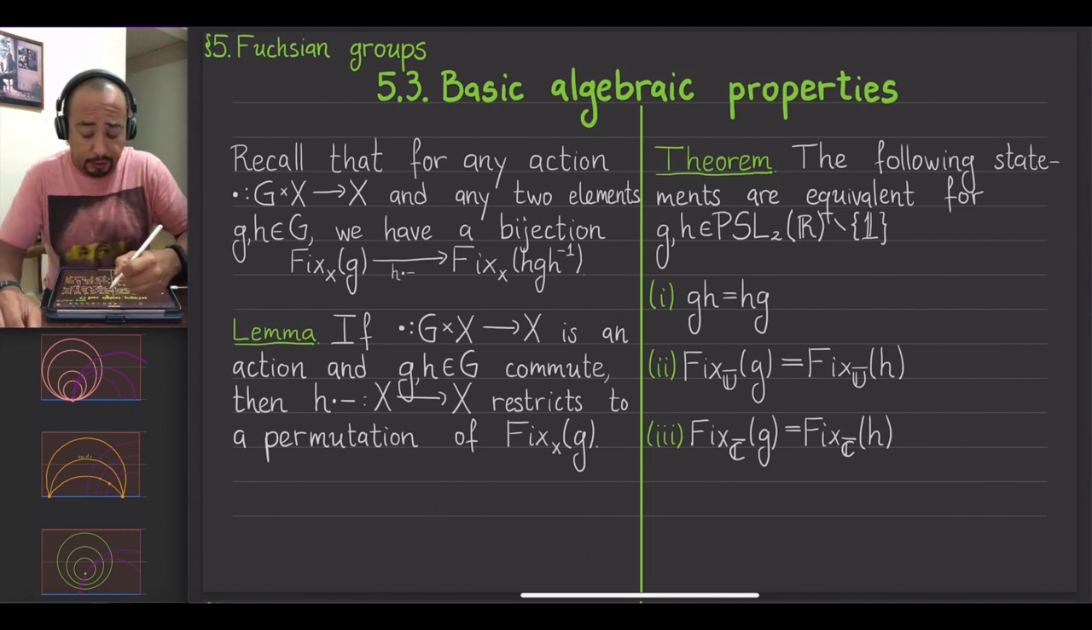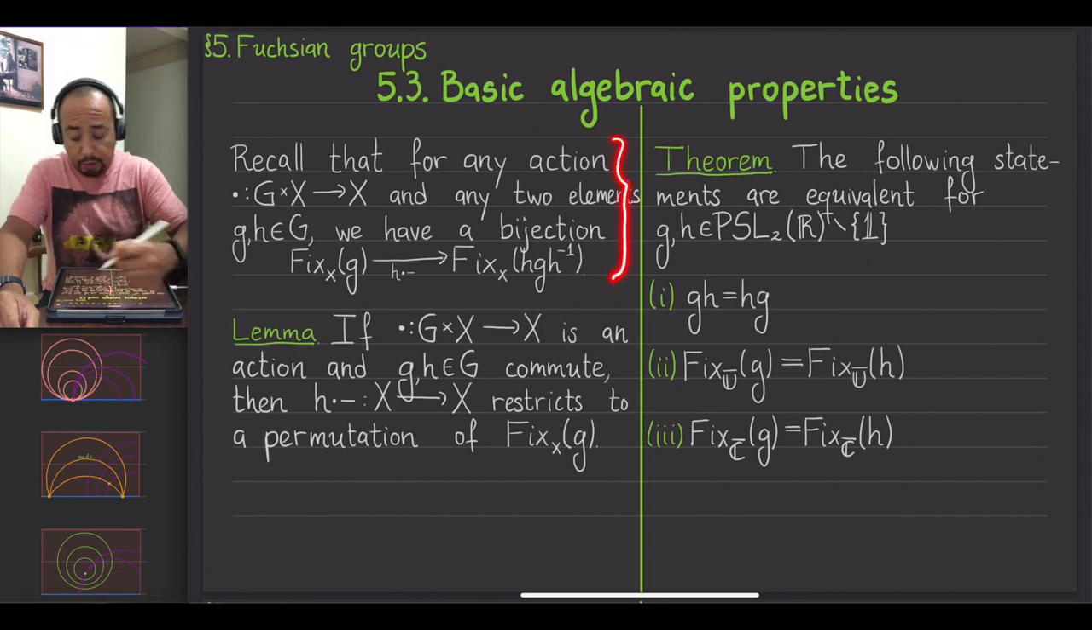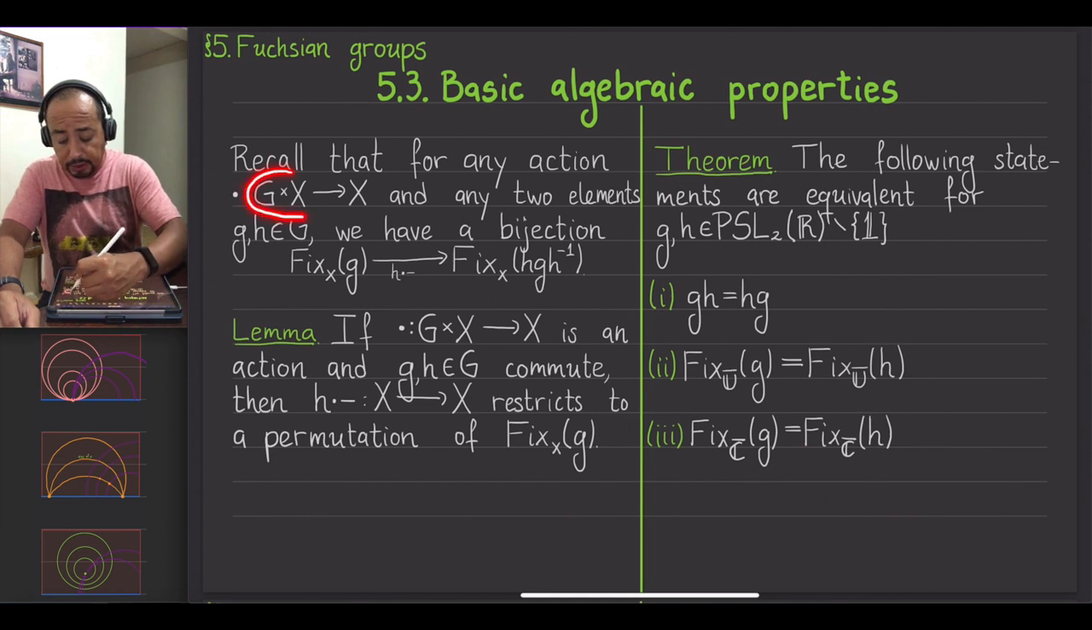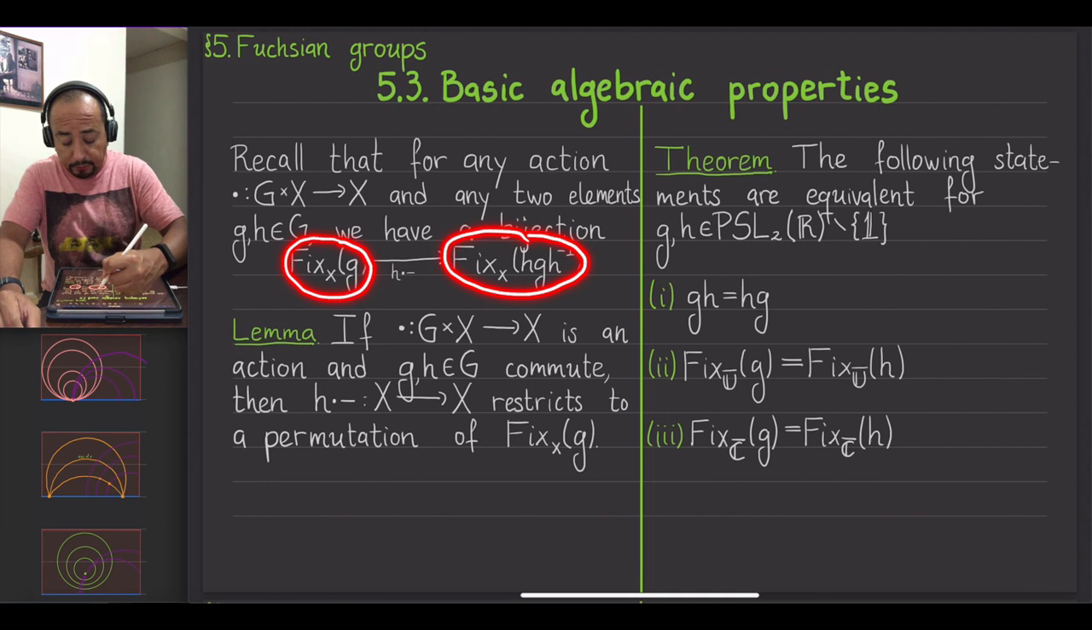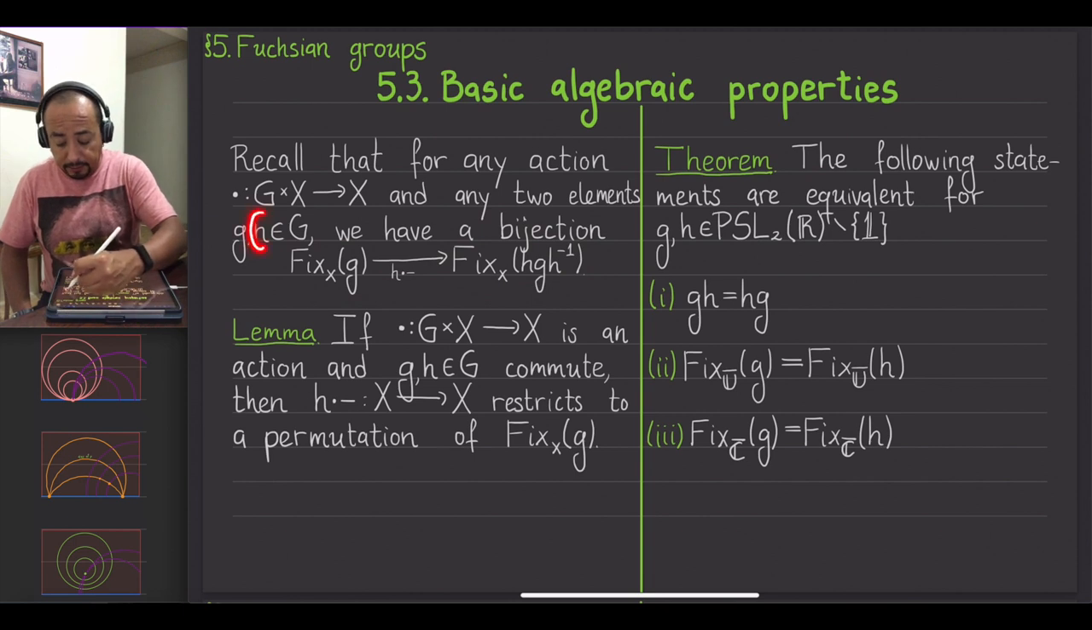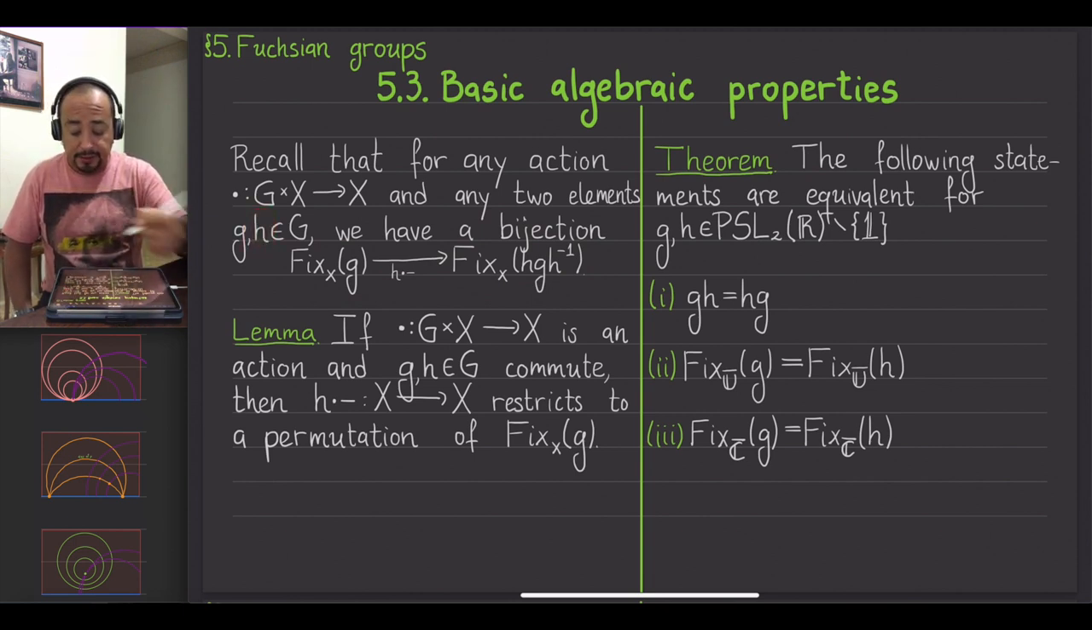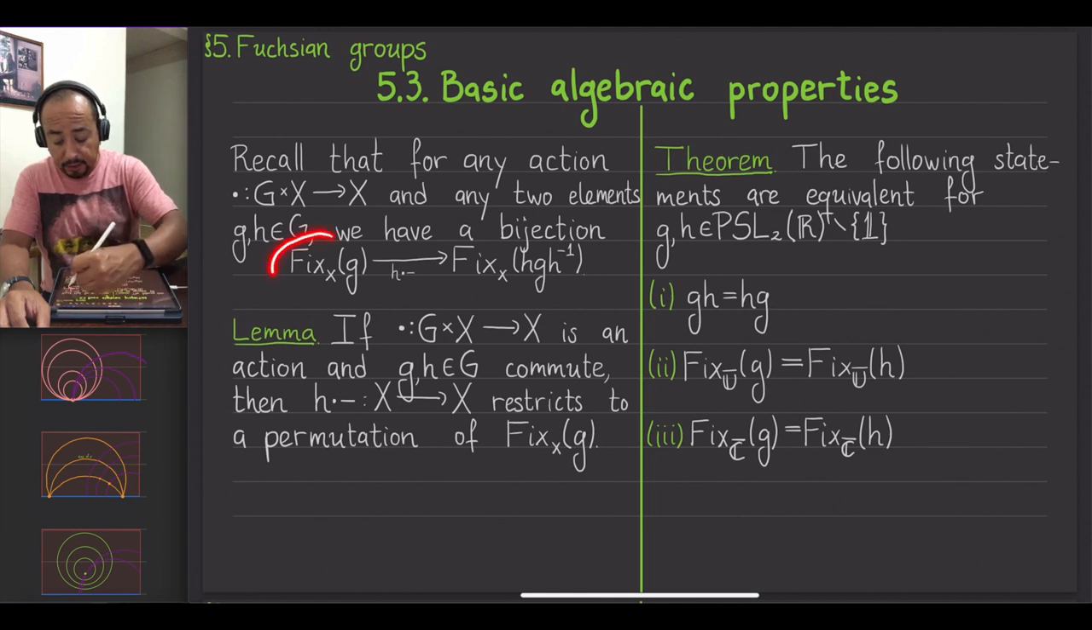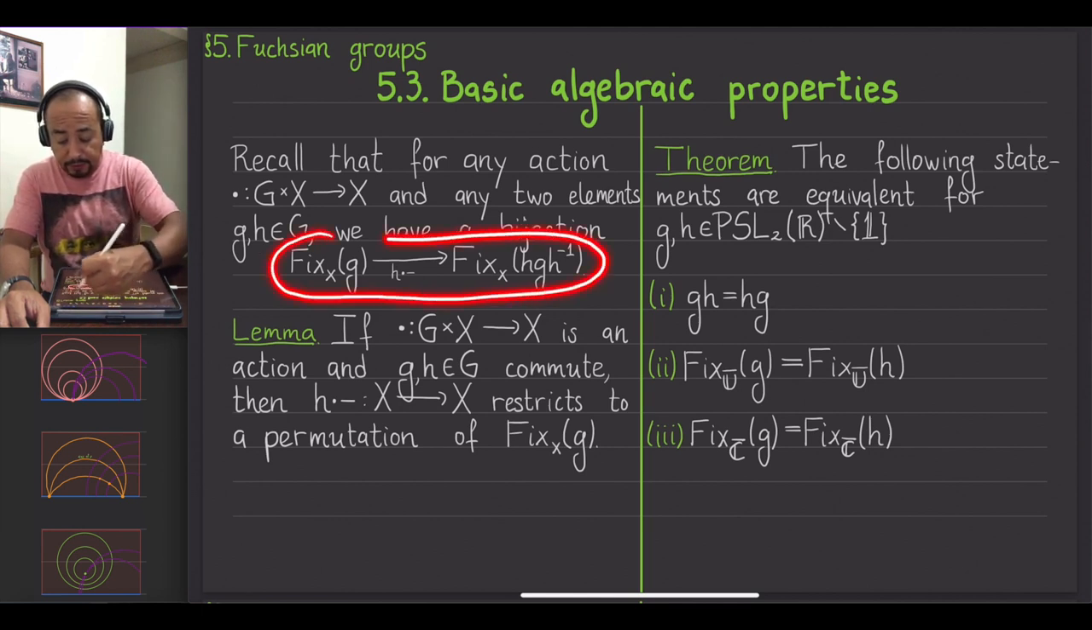Okay, so recall that at some point I left as an exercise to show that if one is given an action of a group G on a set X, and if we are given two elements of the group, then when we take the set of fixed points of one of the two elements and the set of fixed points of the result of conjugating that element by the other element of G, then this other element, its action on X induces a bijection at the level of fixed points of G and the conjugate of G by H.